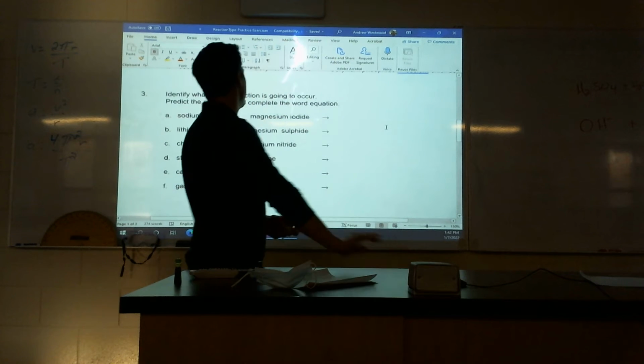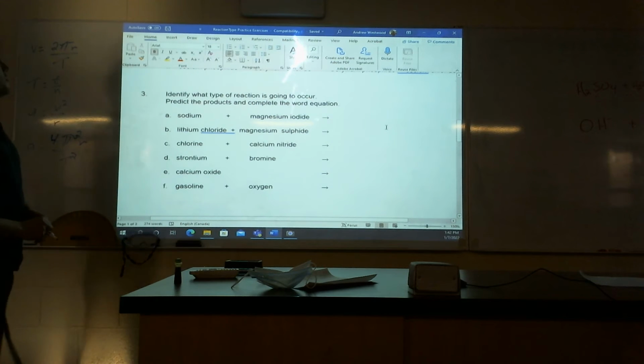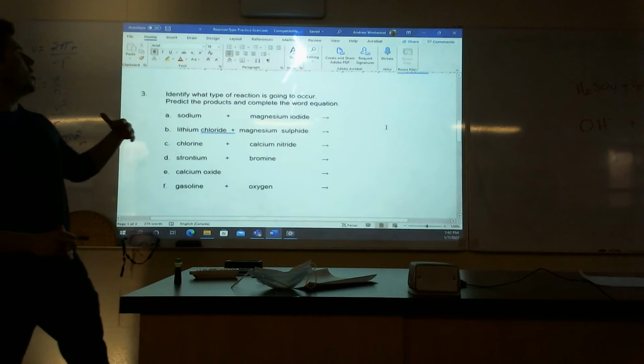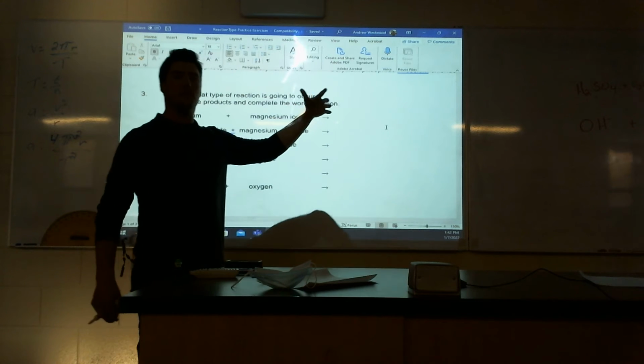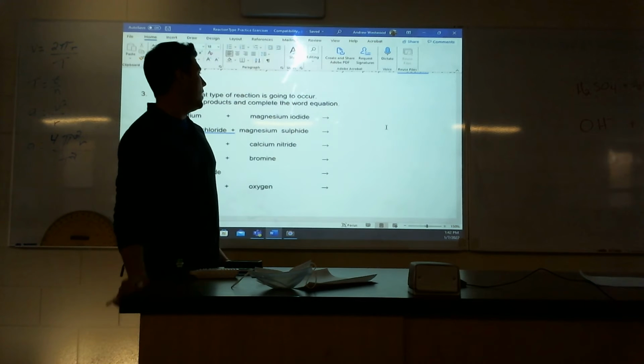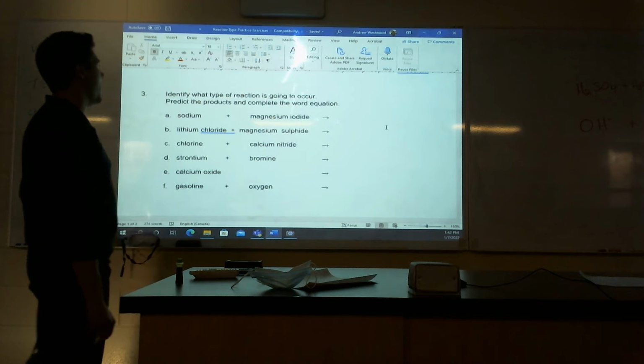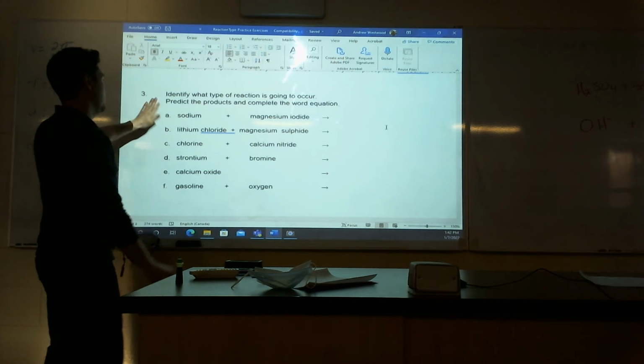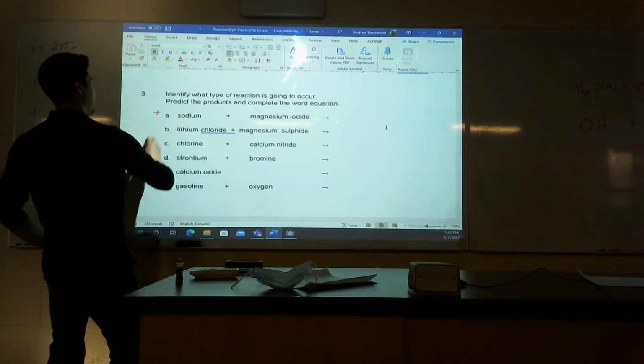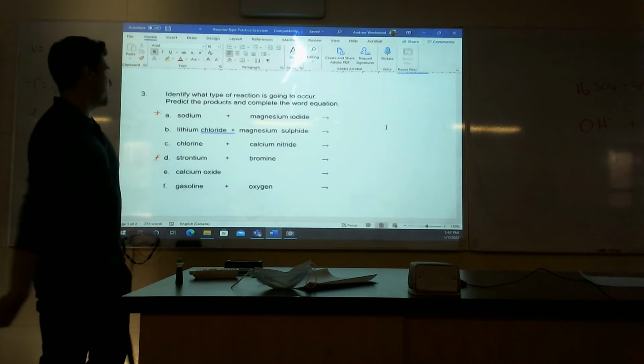Number 3. It says identify what type of reaction it is and then predict what the after is going to be. So something very similar to what we had in the last worksheet. I'll pick 2 random of these. So let's do A first, and then let's do D.